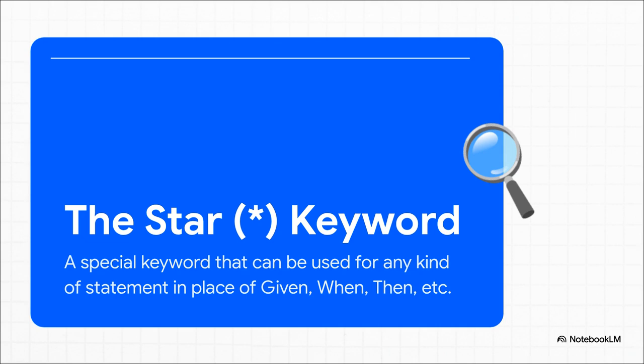And last, there's a special wildcard, the star or asterisk. You can technically use it in place of any of the other step keywords. Now, you could write a whole test with just stars, but you'd totally lose that powerful storytelling ability of Gherkin. Sticking with given, when, and then gives your test a clear structure that makes its purpose obvious to anyone who reads it.